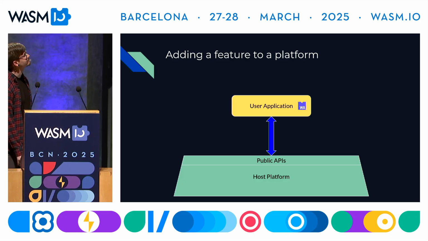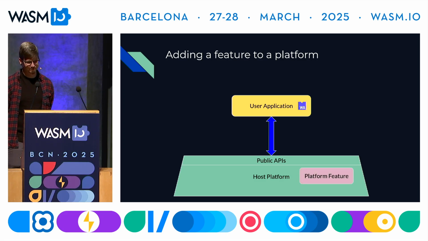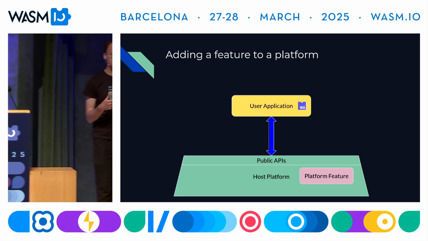So when you look at how we implement a feature like this, one of the obvious ways to do it is to add the feature to the host platform, and just add it to the native code that we have in our host platform and allow user applications to talk to it through the public API. This works. But as we look at the feature, we expect the KV store to be the first of many features we're going to implement in this platform.